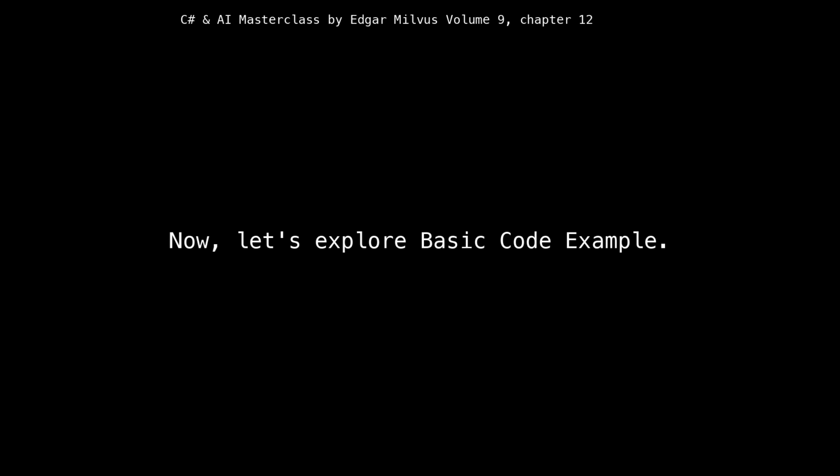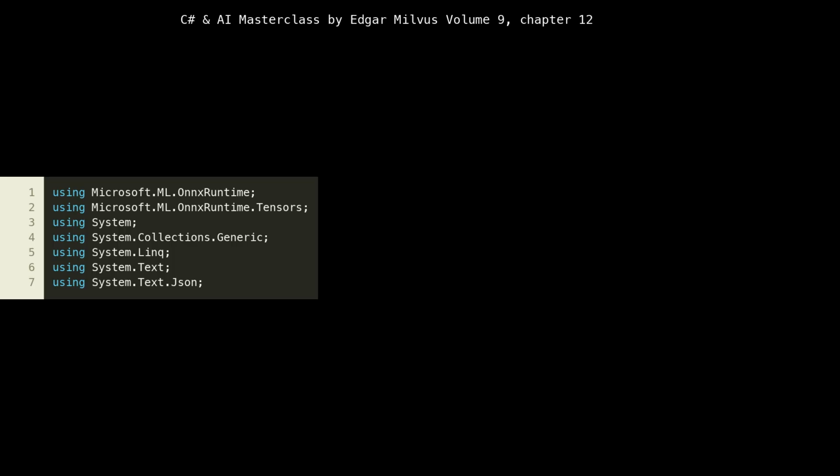Now, let's explore a basic code example. We begin by importing necessary namespaces. Notice at lines 1 and 2, we bring in Microsoft.ML.OnnxRuntime and Microsoft.ML.OnnxRuntime.Tensors. These are crucial because they provide the core functionalities for interacting with ONNX, Open Neural Network Exchange, models, specifically for loading, running, and managing tensor data within the ONNX runtime. Without these, we wouldn't be able to perform local inference with our pre-trained BERT model.